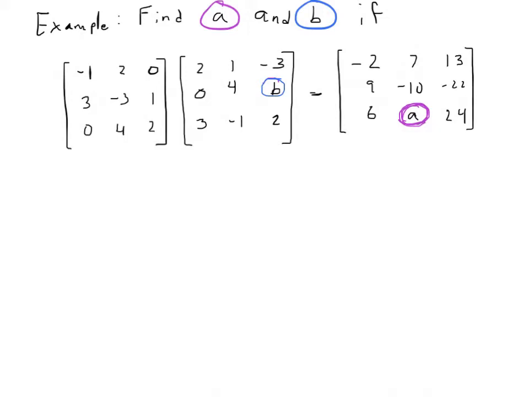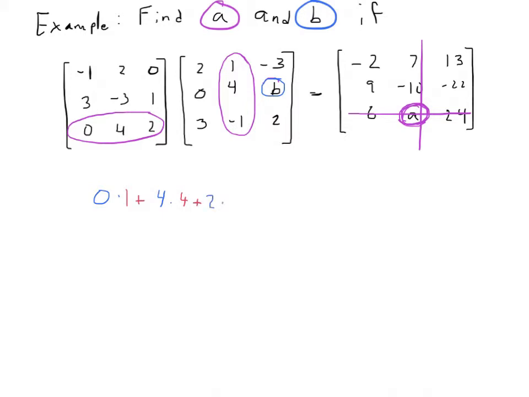We need to multiply, so what do I have here? I have the third row and the second column, right? So if I multiply together the third row and the second column, that should give me the value of A. So if I do 0 times 1 plus 4 times 4 plus 2 times negative 1, I'm looking here at 0 plus 16 minus 2, that's 14. Great. That's the value of A.